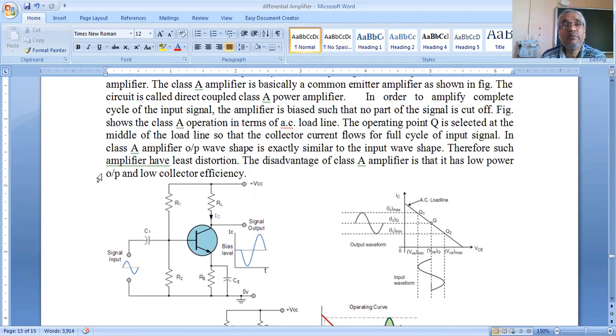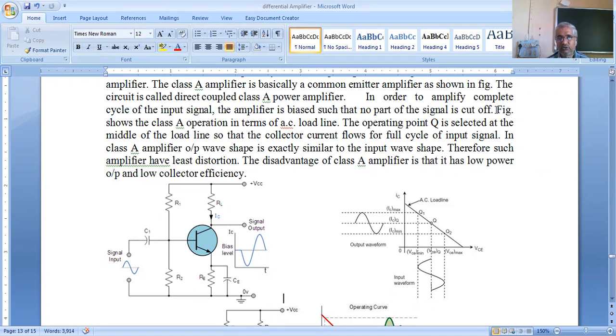So in order to amplify a complete cycle of input signal, the amplifier is biased such that no part of the signal is cut off. The biasing we provide should be such that no part of the input signal should be cut off. That means no part of the input signal we give should be cut off. So in order to amplify complete cycle of the input signal, the amplifier is biased in such a way that no part of the signal is cut off.